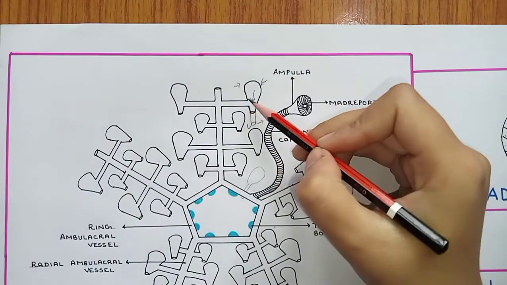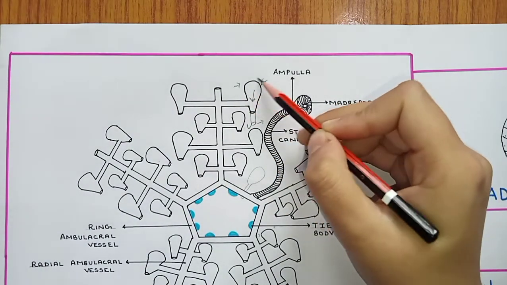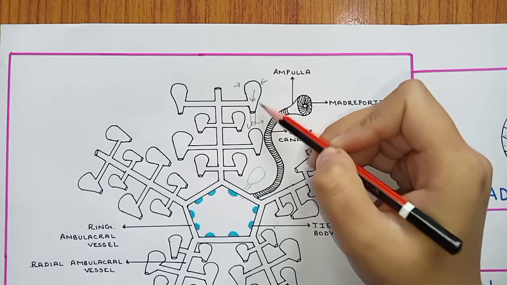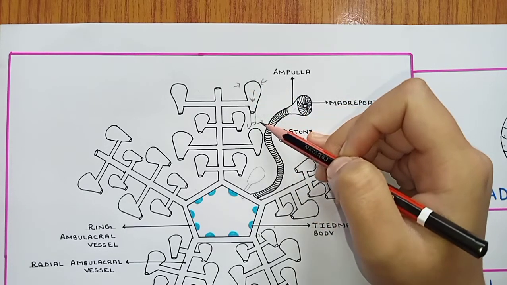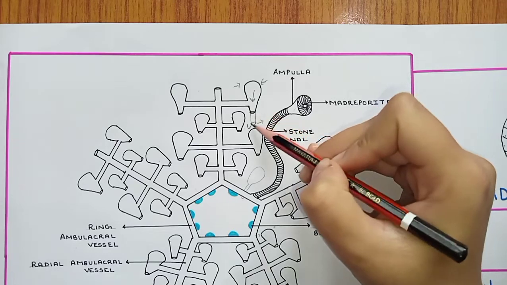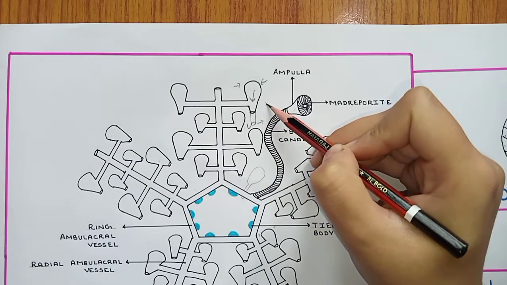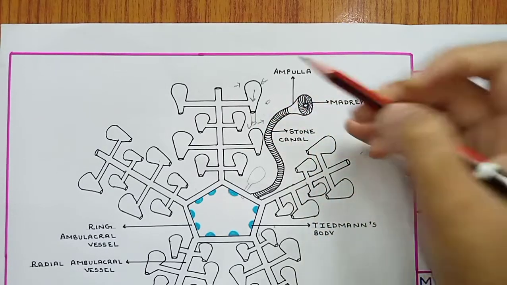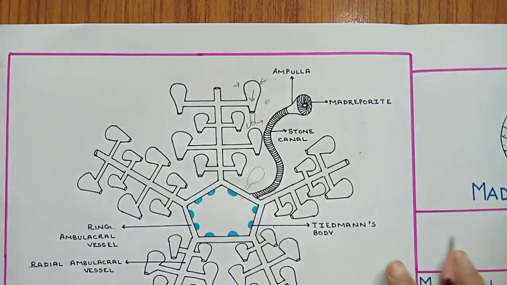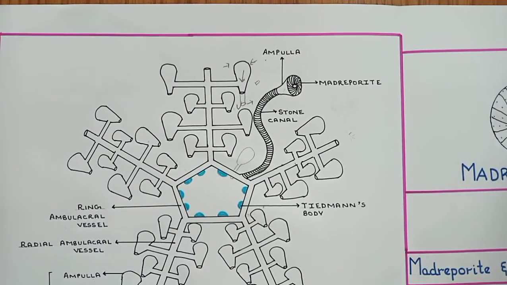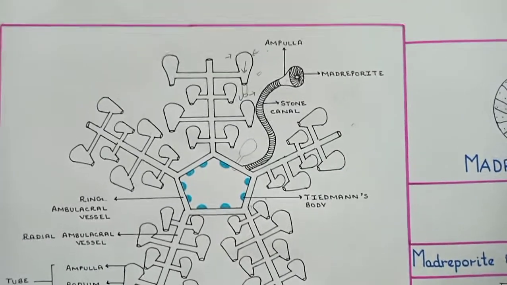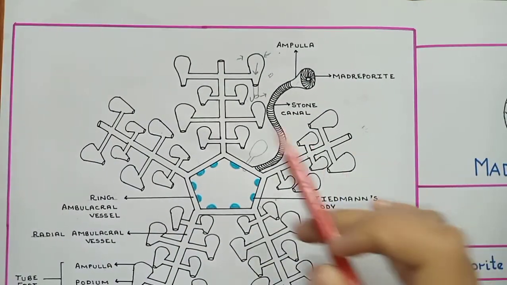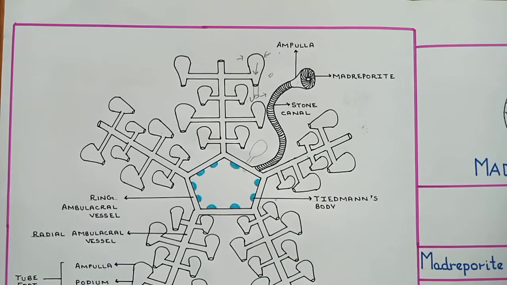The thin wall of these tube feet helps for exchange of nitrogenous waste and exchange of gases. Also, the tube feet help for attachment to the surface or to the organism it wants to feed upon. So this is the general way in which the water vascular system works.